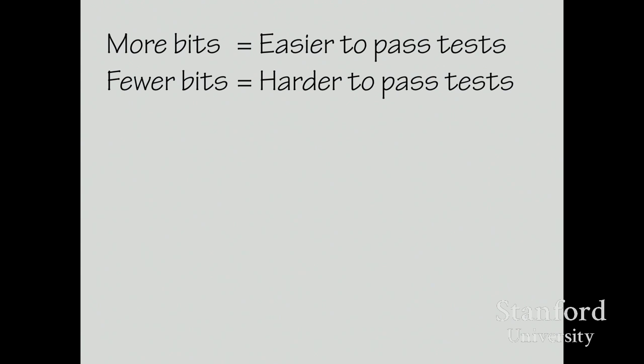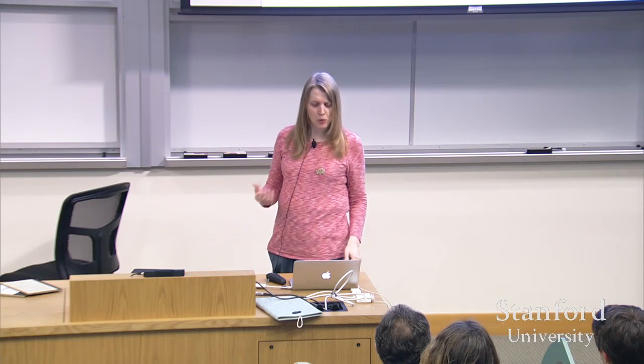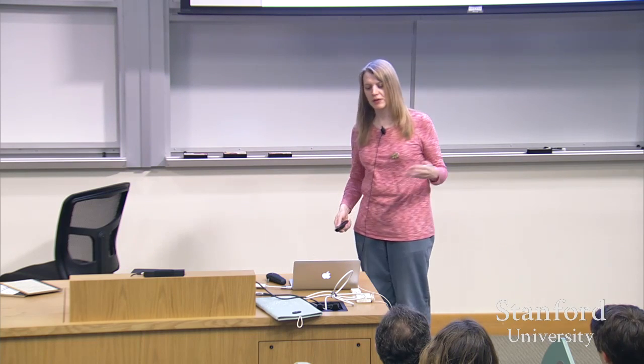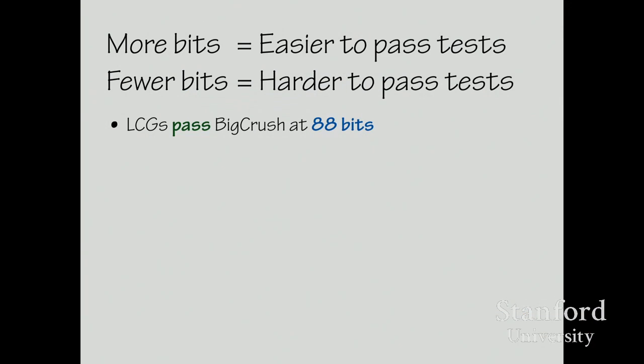No matter how good a generator might be, if I crush it down to having a single bit of state, it's pretty clear that it couldn't pass very many statistical tests. So it matches our intuition that having more bits might make it easier for things to pass. And it turns out that linear congruential generators actually pass at 88 bits. So if we throw away the low order 56 bits and keep the top 32, we actually will pass that Big Crush test.